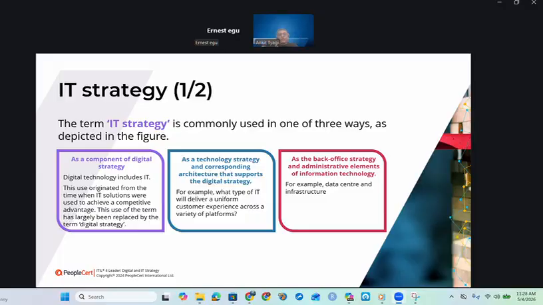Then there could be a technology strategy or corresponding architecture that supports digital strategy. For example, what type of IT will deliver a uniform customer experience across a variety of platforms? I believe this is how you looked at it earlier. So it was a technology strategy, and that's how a corresponding architecture is supporting the digital strategy. And then there is a back office strategy or administrative elements of information technology, data center based strategy, infrastructure based strategy. This again largely depends on how an organization is structured and how the organization moves forward.